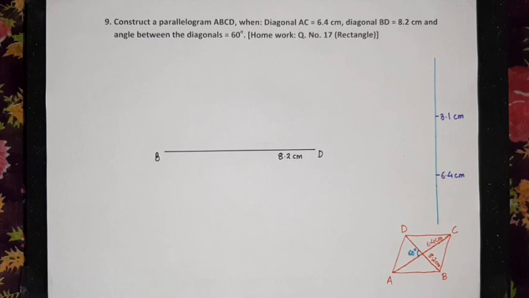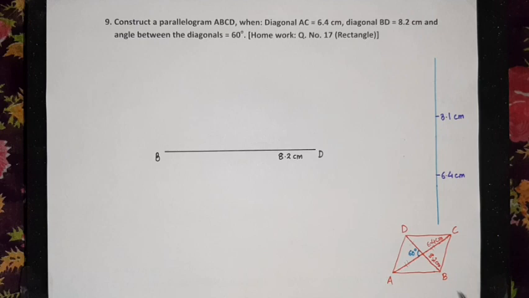Now whenever you have been given two diagonals, make sure that you take the measurements exactly half of the given diagonal, because we know that the diagonals bisect each other in a parallelogram. For example, this and this both are equal, and similarly this and this both are equal. That is, the diagonals bisect each other.